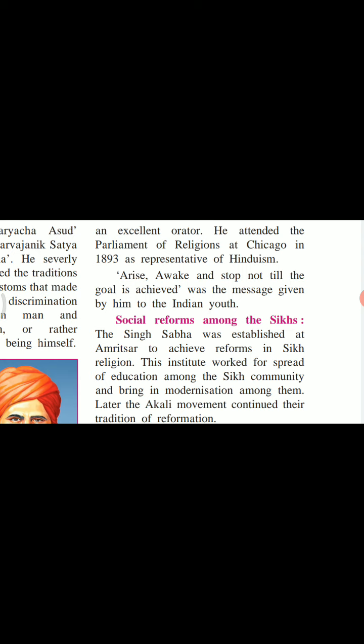Swami Vivekananda was an excellent orator, and he attended the Parliament of Religions at Chicago in 1893, where he gave a very valuable and important speech. "Arise, awake and stop not till the goal is achieved" was the message he gave to the Indian youth. It means you should do hard work, and not stop till your goal is achieved. This message is given especially to the Indian youth.